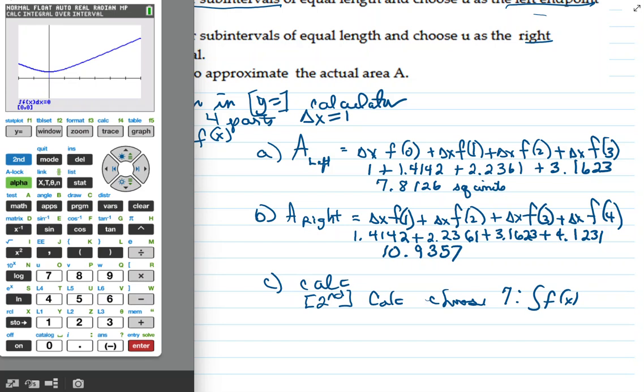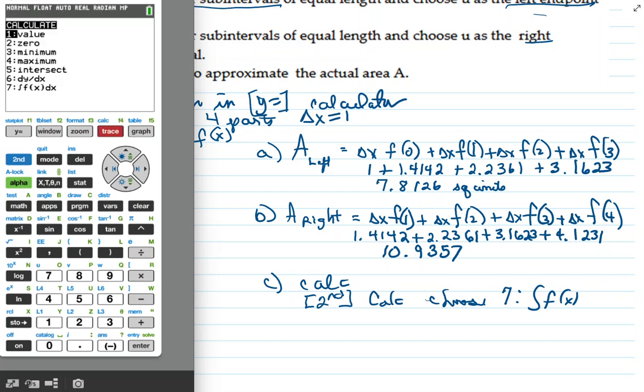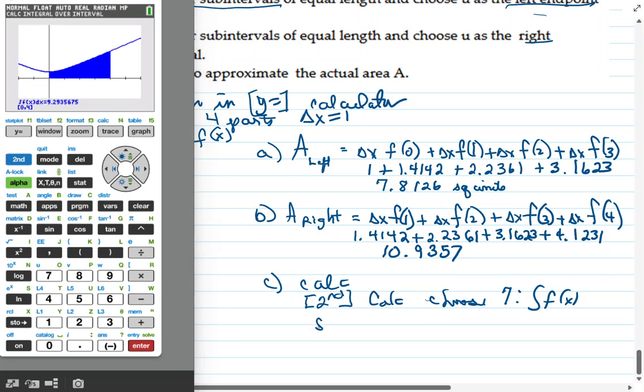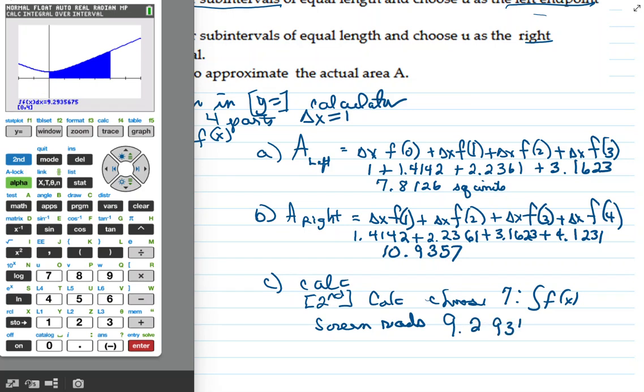And we're going to get, oh, let me do it again. Second calc, I guess I didn't do it right. 0. And the upper limit is 4. And our area, again, it's just kind of small, 9.2936 square units. And you can see it's in between.